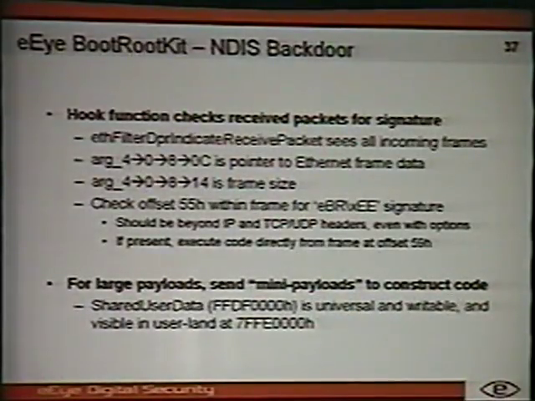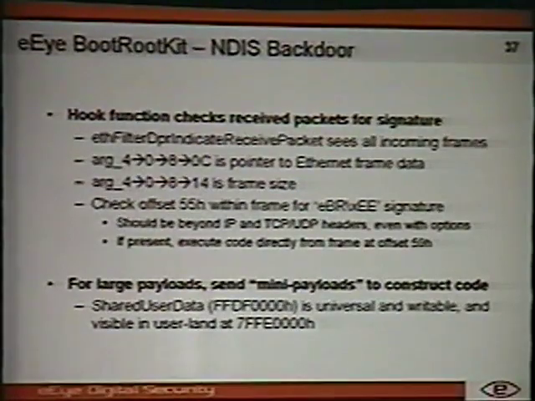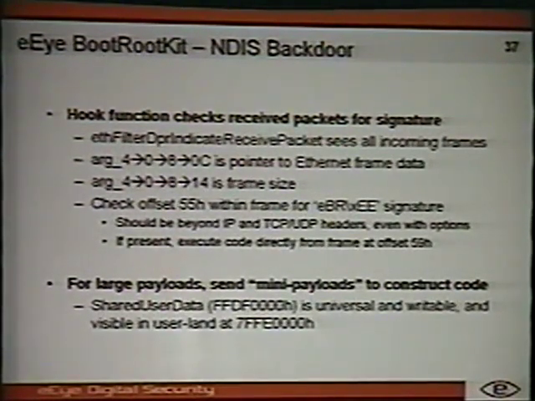Now, obviously, the size of a frame is limited, so if you want to send a really big remote kernel backdoor payload, then we recommend smaller payloads and copying them to a staging area. The perfect staging area is shared user data. It's at a universal address in the kernel and also in all userland processes. So that's really handy. Of course, it's writable in the kernel, so that's a must. And there's plenty of room there. So it's a good place to store our payload.